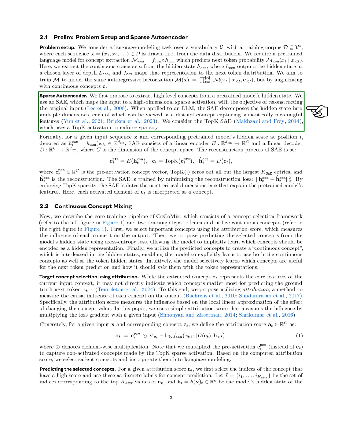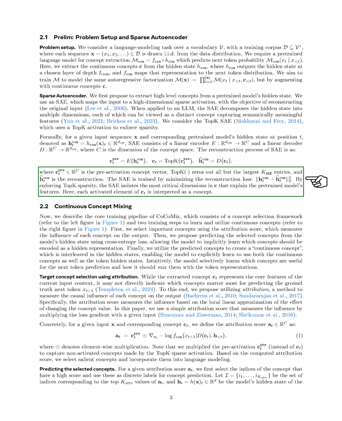The SAE consists of a linear encoder and decoder, where the encoder maps the hidden state to a concept space, and the decoder reconstructs the hidden state from these concepts. We train the SAE by minimizing the reconstruction loss, which helps isolate the most important dimensions that explain the model's features. Each activated element in the concept vector is interpreted as a meaningful concept.